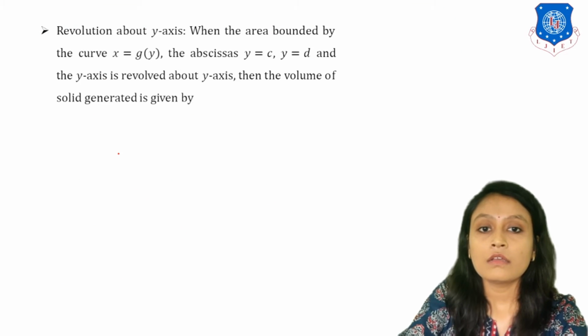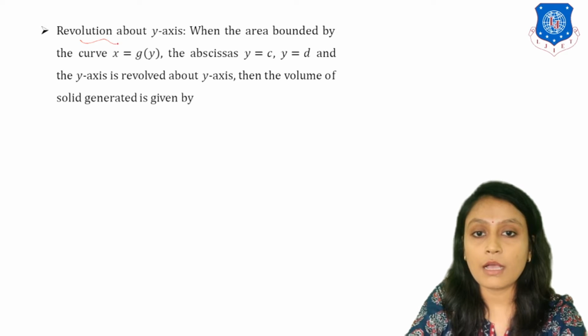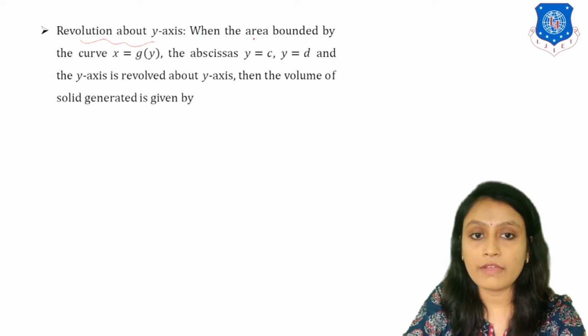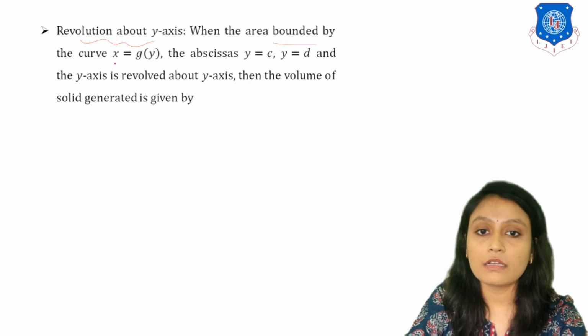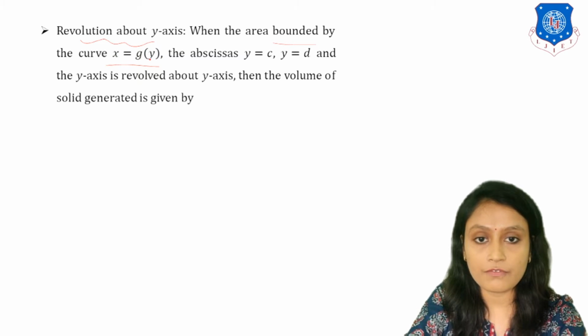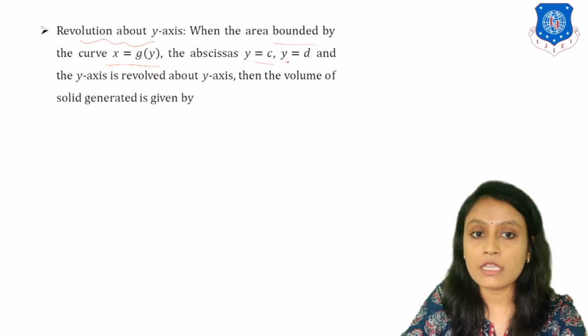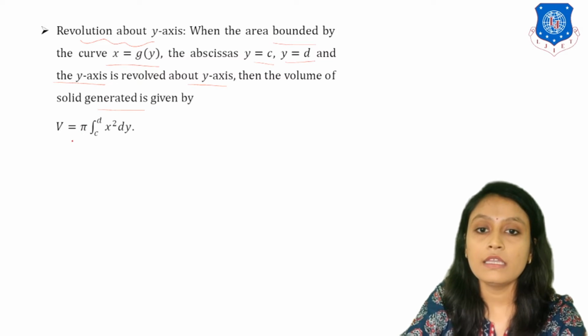Now we will study the revolution about the y-axis. When the area bounded by the curve x equals g of y, y equals c, y equals d and the y-axis is revolved about the y-axis, then the volume of the solid generated is given by V equals pi integration c to d x square dy. So we will use this formula to find the volume when it is revolved around the y-axis.